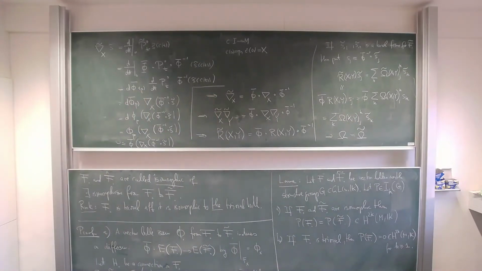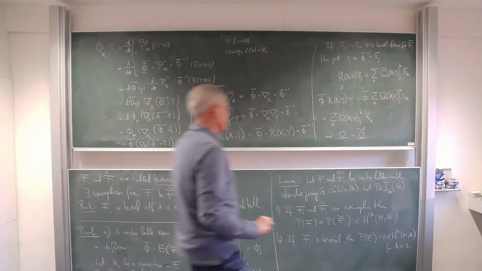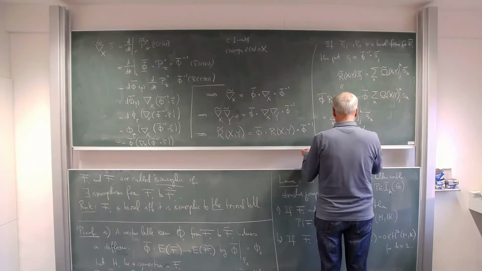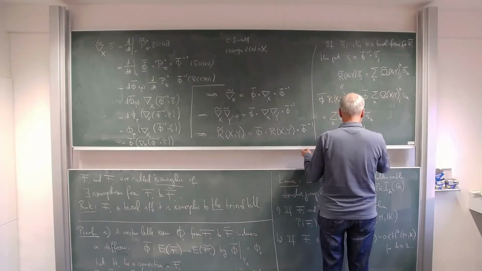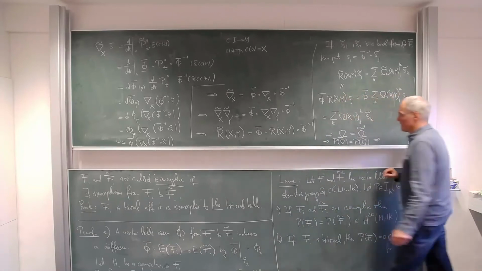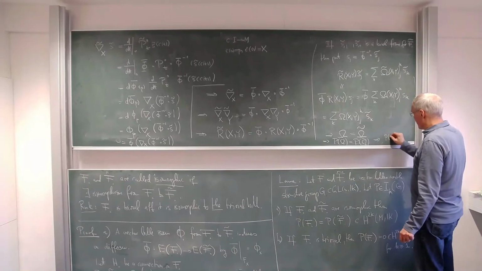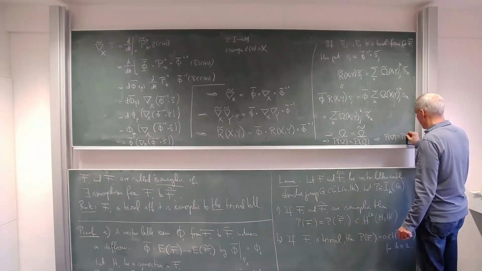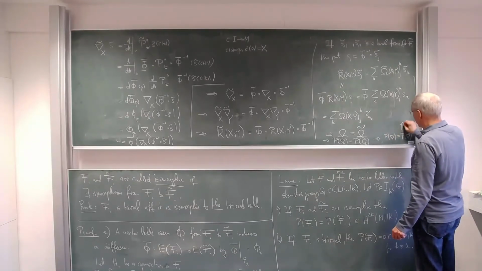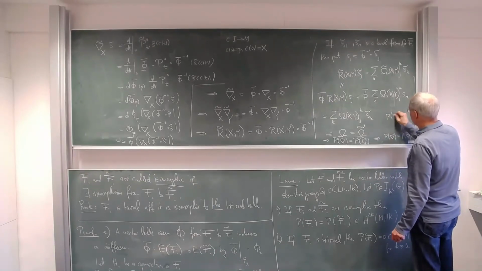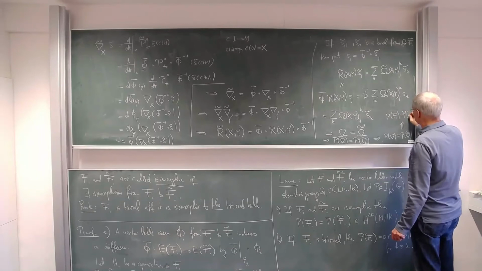So if I do this with respect to these connections and these frames, and therefore if I plug this into my polynomial, I get the same result. Therefore P of nabla and P of nabla tilde coincide, and therefore the two bundles have the same characteristic class.